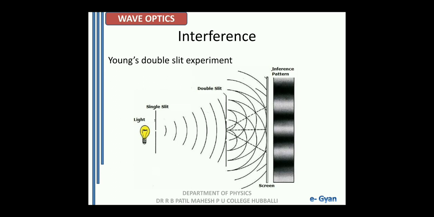This experimental setup is called Young's double slit experiment, which consists of a single source from where the waves move and are incident on the double slit. The double slit acts as two coherent sources, and the light from the two slits undergoes interference to produce alternate bright and dark bands on the screen, and this pattern is called the interference pattern.